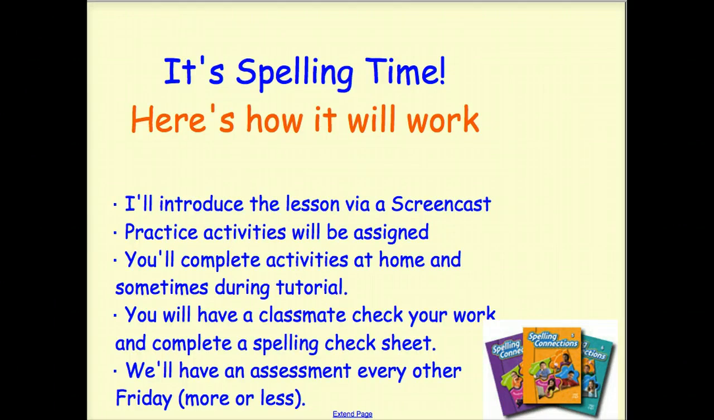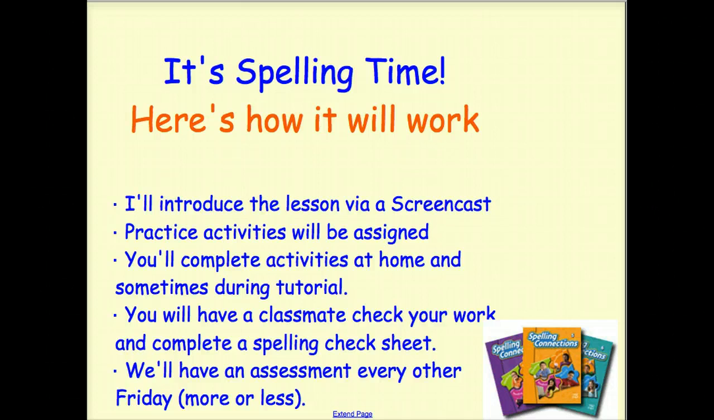Basically, I will be introducing a spelling lesson to you each week via a screencast, which I'm going to upload to YouTube and then post on the live binder. It's going to be your responsibility to watch that screencast and familiarize yourself with the lesson. At the end of the screencast, I will assign practice activities, and you will complete those activities at home. Sometimes you'll have time during one of our tutorials to complete them as well.